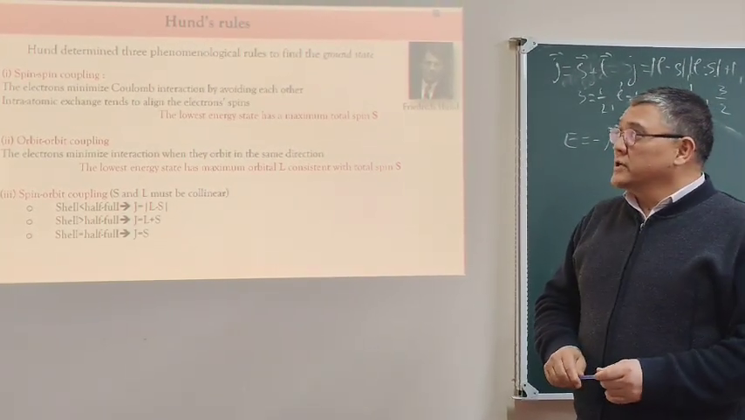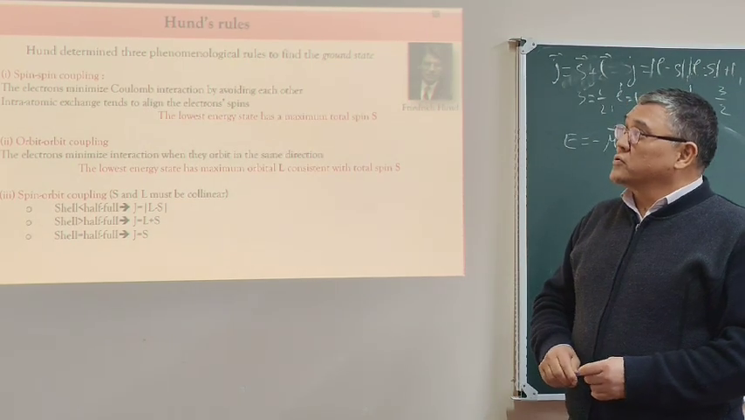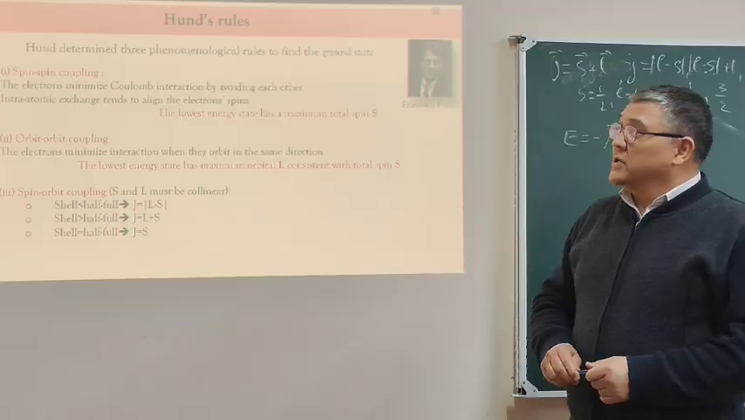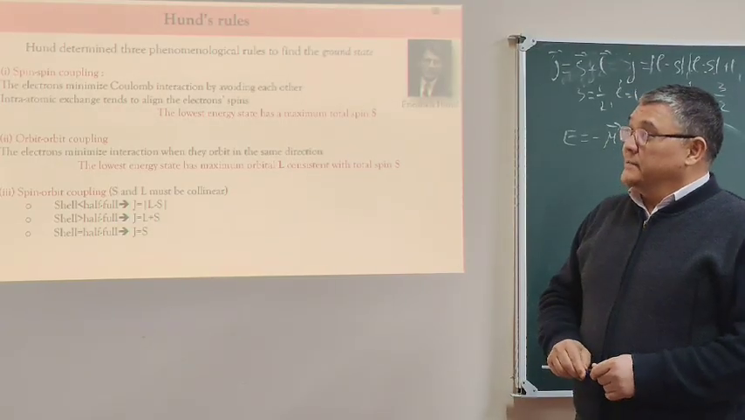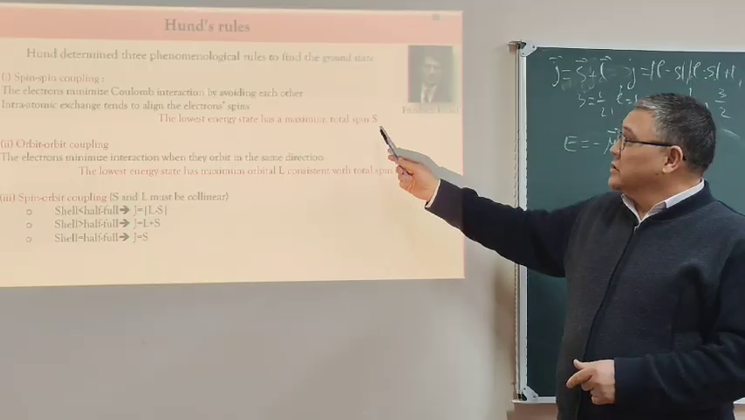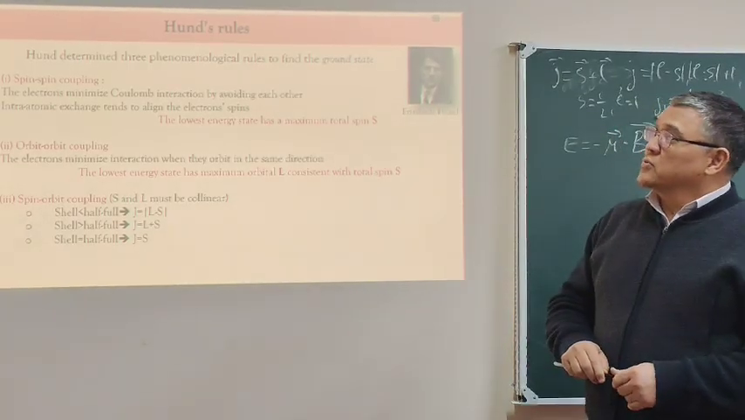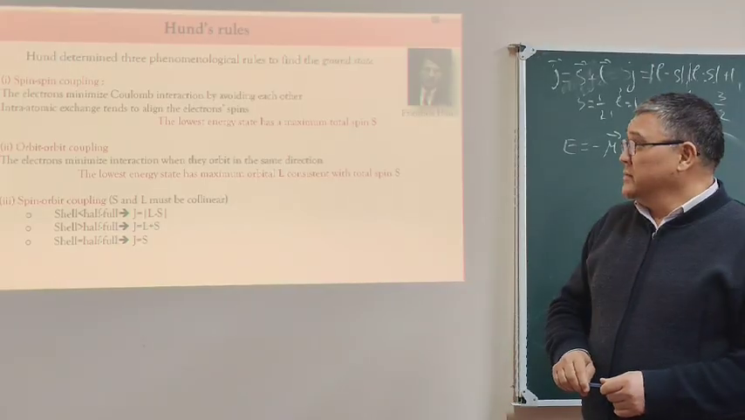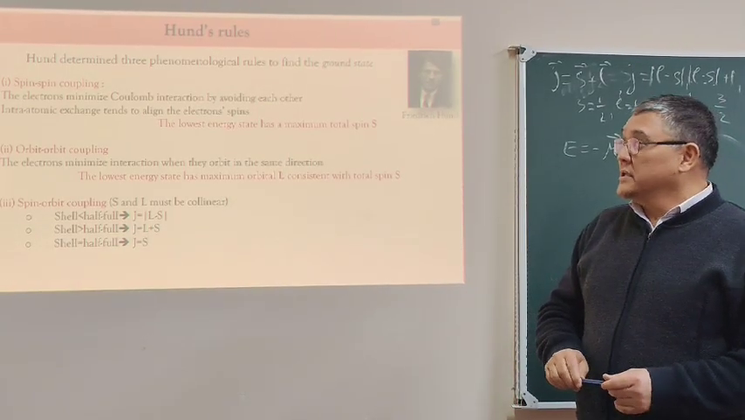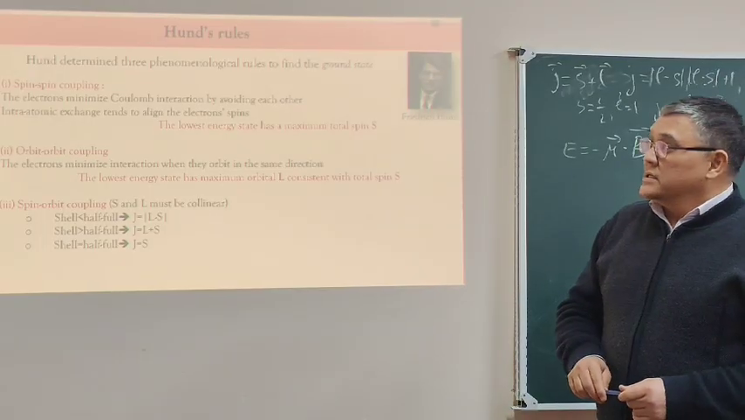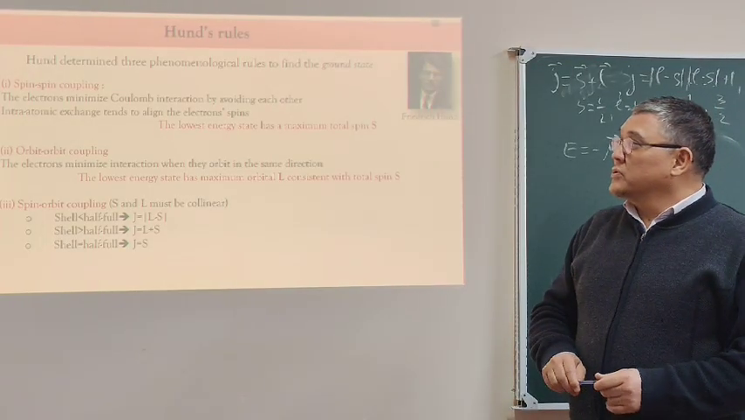We have two rules here in Hund's rules. The first rule is for spin-spin coupling. When we add electrons to the electronic orbits, they need to have maximum total spin. This corresponds to the electrons minimizing Coulomb interactions, because we know spin-parallel electrons have minimum energy in this case. And the second rule applies to the orbit-orbit coupling.